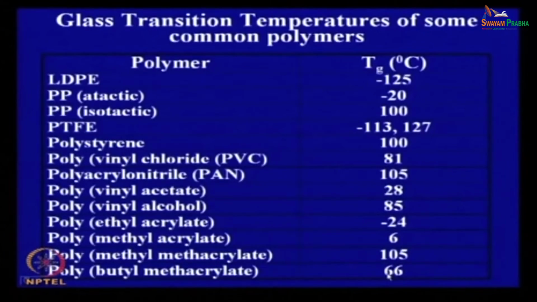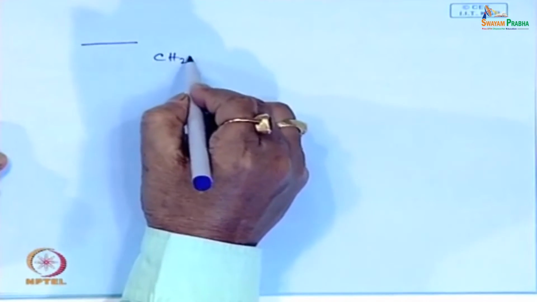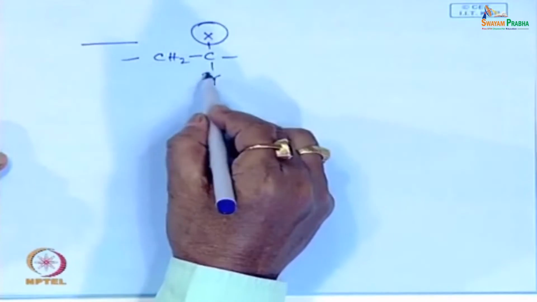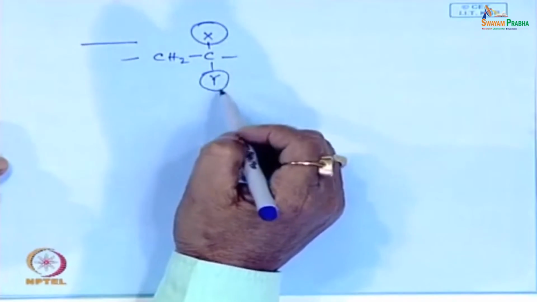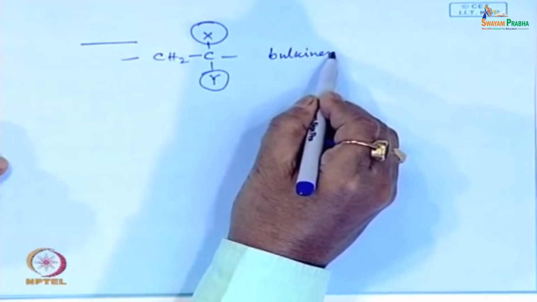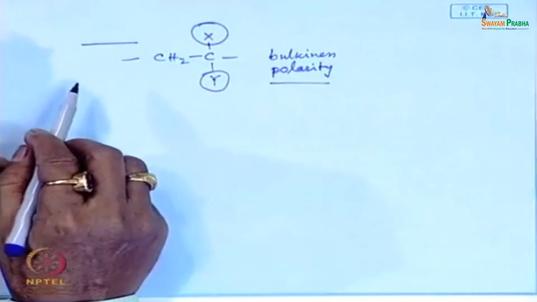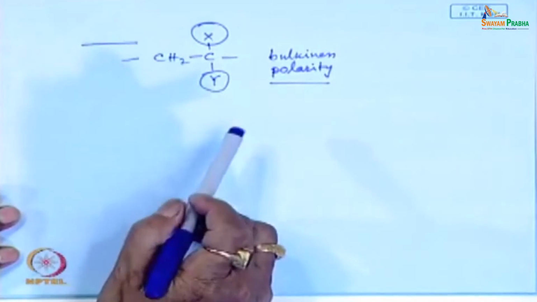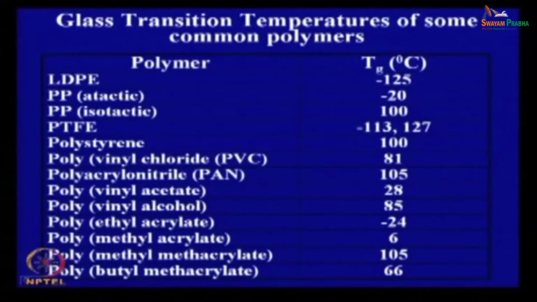That means, the substitutions on the polymer chain alter the glass transition values depending on their bulkiness, on their polarity, etc. That means, if you correlate this with cohesive energy density along with this bulkiness, then you can correlate how the Tg properties are varying.